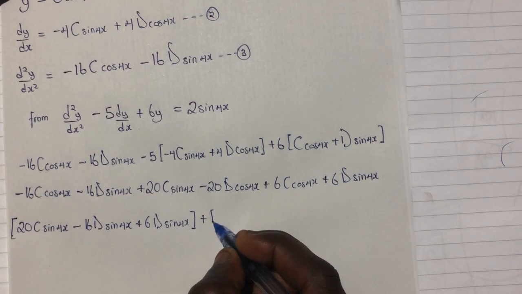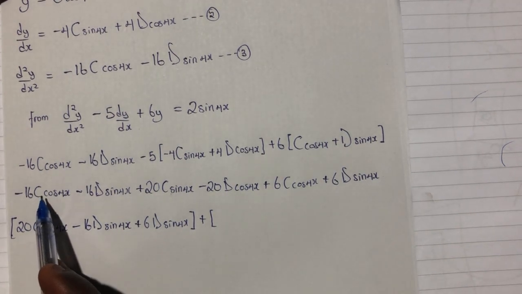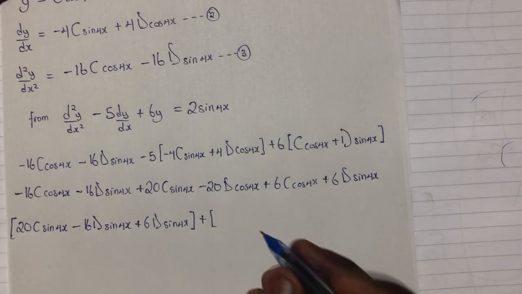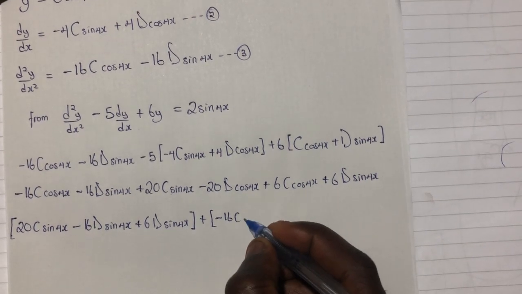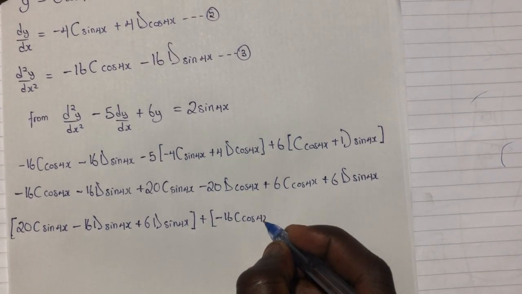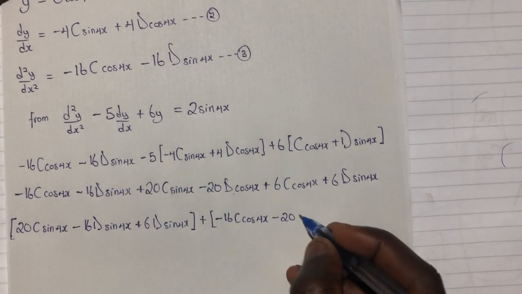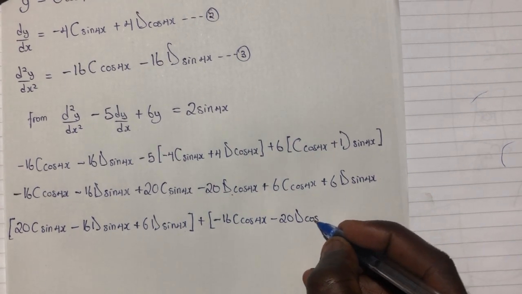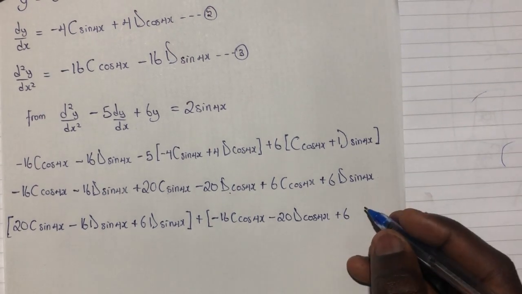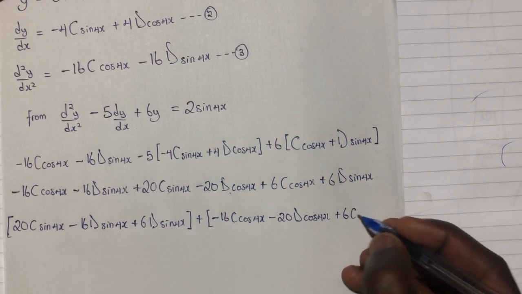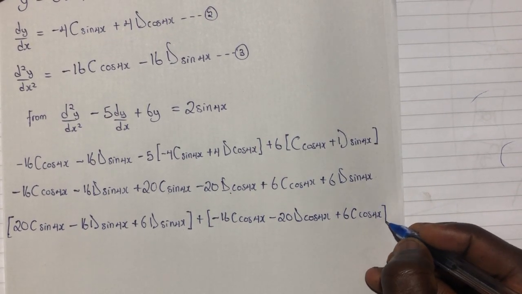Plus, let's group for all cos. So first let me pick this one here. So I'm picking the c first. Minus 16c cos 4x. Then I'll pick this one. Minus 20d cos 4x. And the last one is plus 6c cos 4x, and this is it.